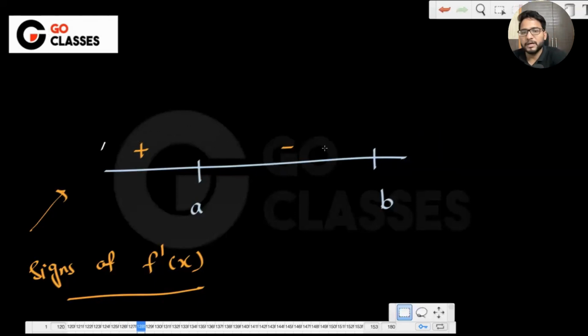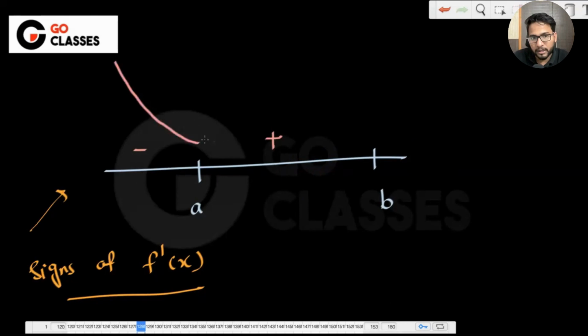Similarly, if this is going from negative to positive, then what does this mean? If f dash x is less than zero, it was decreasing. And then after that it is positive, so it started increasing. Then what does this mean? It is a local minimum.